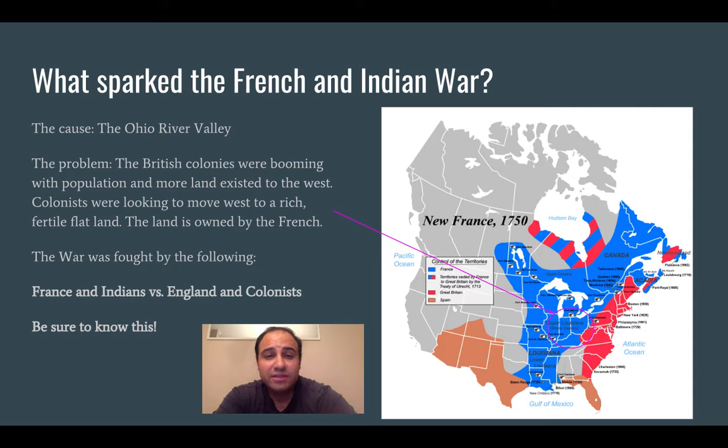What sparked this event is an area known as the Ohio River Valley. The problem is that these British colonies were booming and growing throughout the late 1600s to the early 1700s. With the population growing, there was a need to move further west. Colonists were looking to move that way to get rich and to find fertile, flat land to continue to grow crops. But the problem is this land is owned by the French.